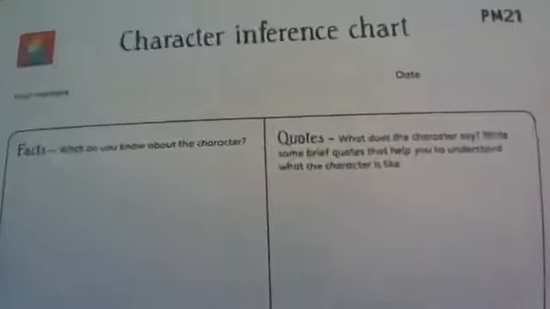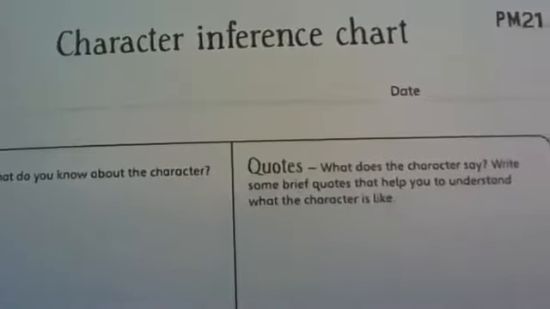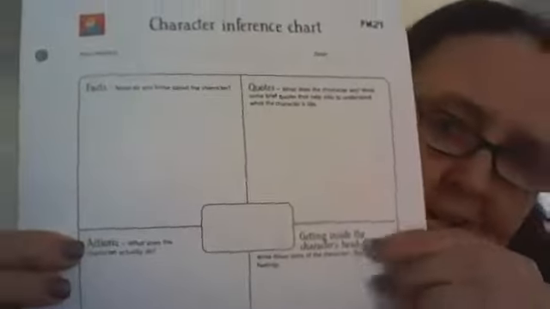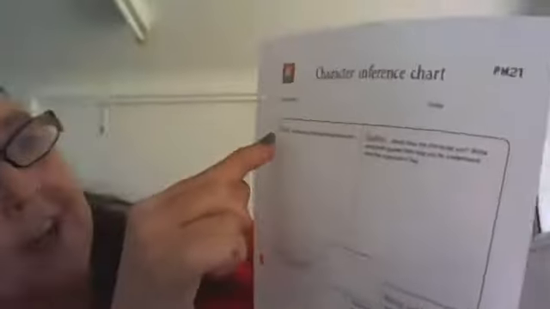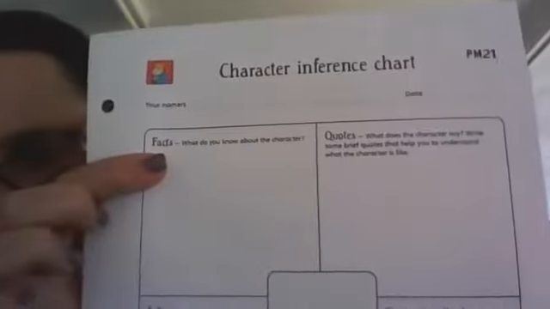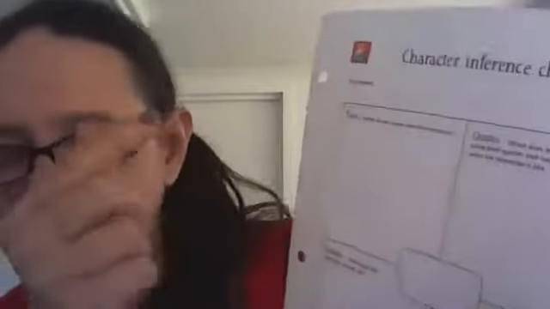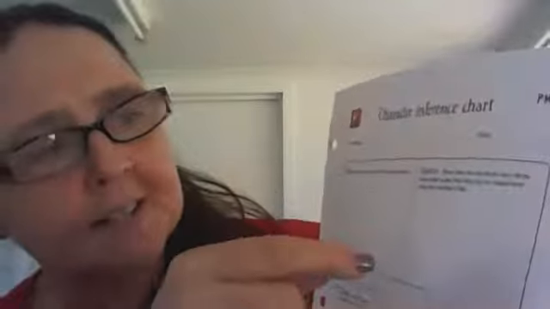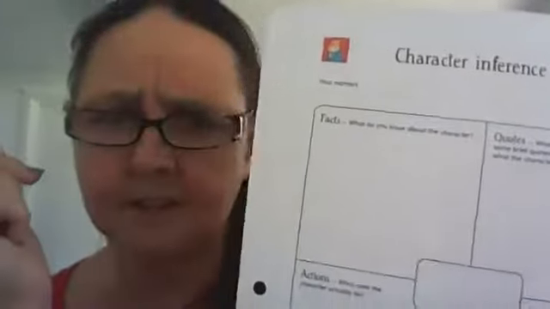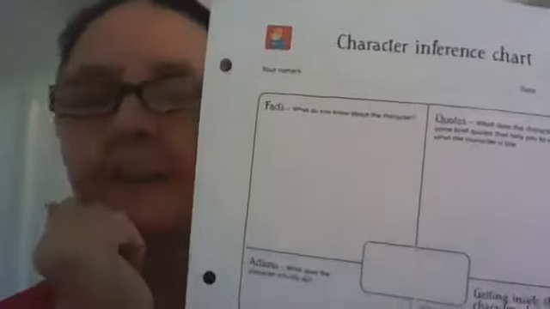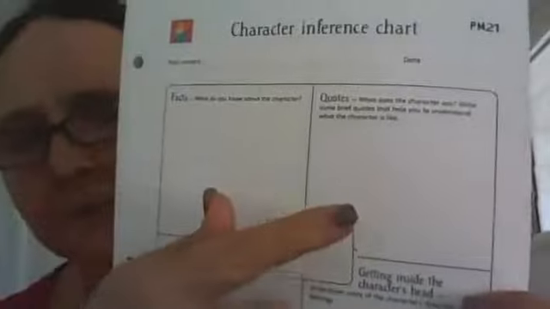It's called the Character Inference Chart. And it gets us to think of lots of different things about the characters in a story. It tells us facts. What do we know about the character in a story? This is quotes. What does the character say? Sometimes the things the character says tell you a lot about them. Do they sound angry in the things they say? Are they matter of fact? Are they very thoughtful? Are they able to think about other people's feelings and say things that show kindness, I wonder? So the things that they say, quoting what they say.